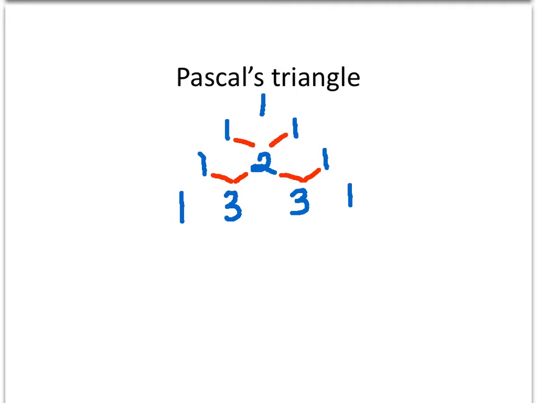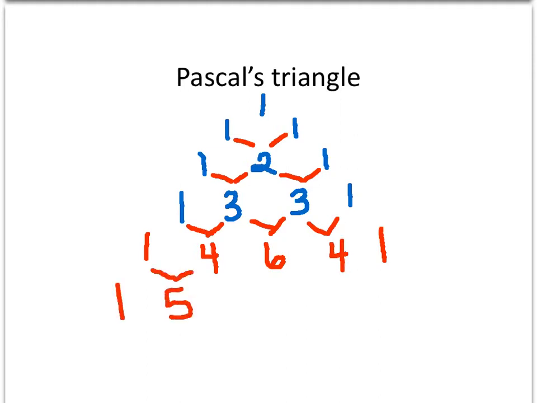So if I wanted to continue Pascal's triangle, I know that the outside numbers are always 1. And then to get the next numbers, I add the two numbers above it. So it would be 1, 4, 6, 4, 1. And then just to do one more line, we could have 1, 5, 10, 10, 5, and 1.